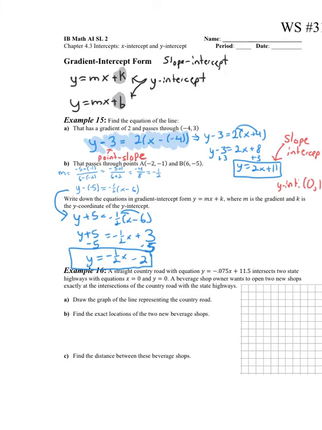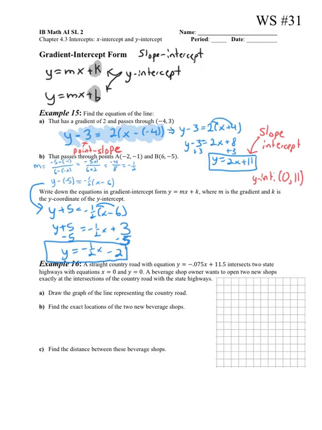Any questions so far on problem 15 there, just identifying first point-slope form and then converting to slope-intercept form, or point-gradient form, identifying to gradient-intercept form? Okay, good.